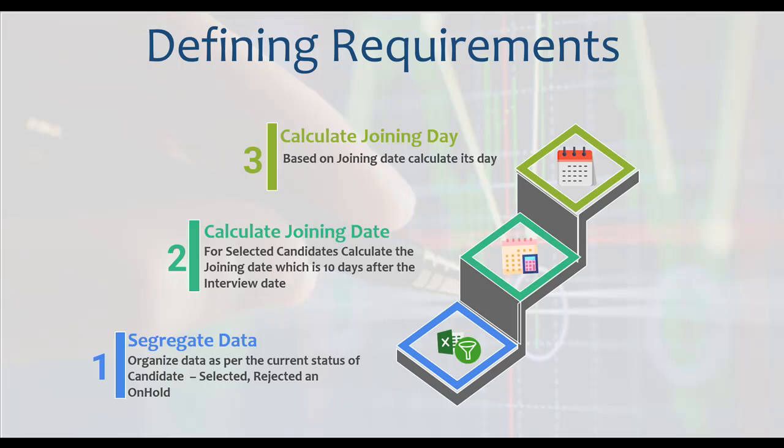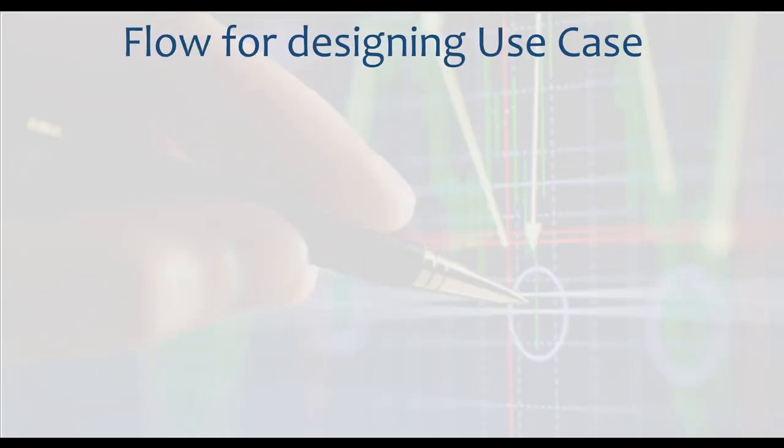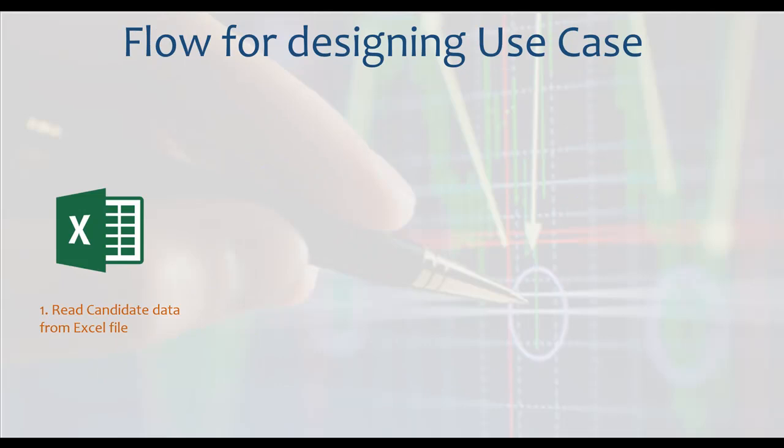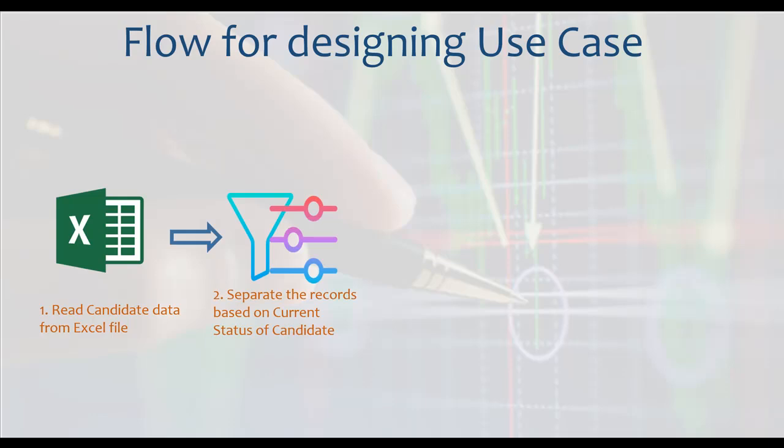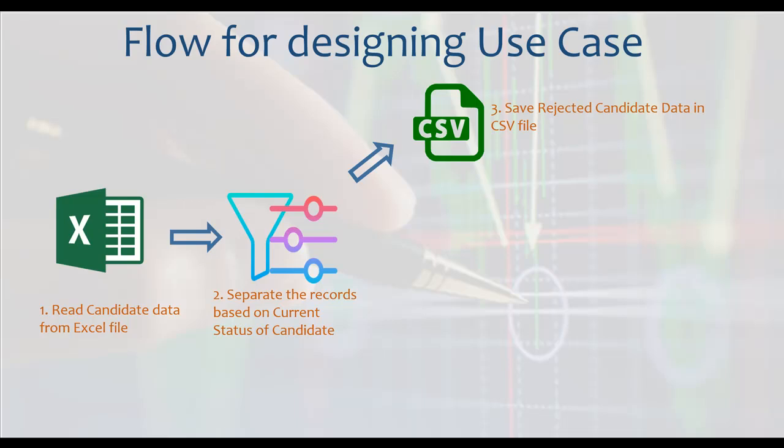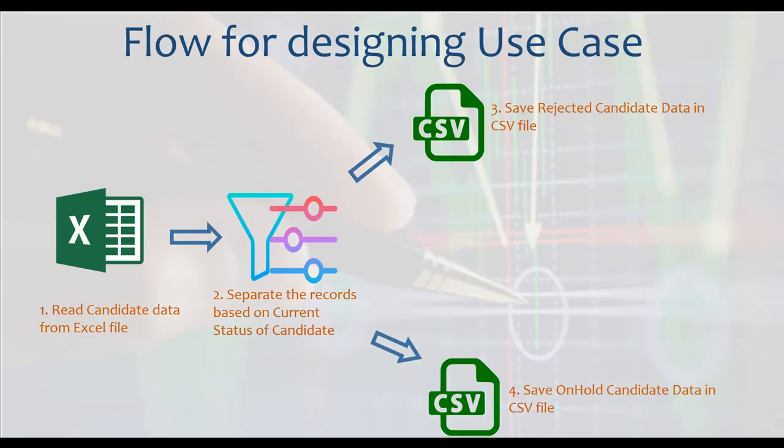Before we start building, let's walk through the plan. Our approach is simple and efficient. First, workflow will read the entire master Excel file. Then it will process the data row by row. So for every row, a switch case will check the status based on the choice: selected, rejected, or on hold. The candidate will be routed to the appropriate output flow, and data would be written into separate CSV files for rejected candidates and for on hold candidates.